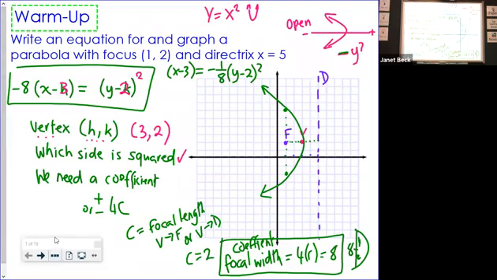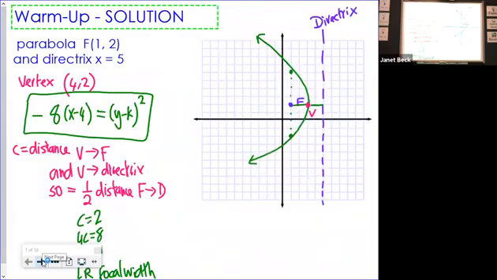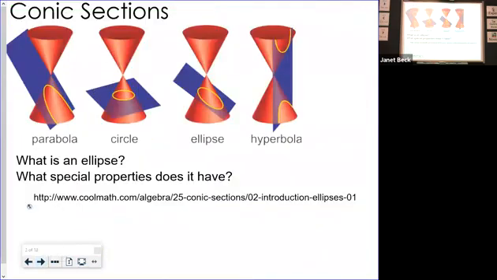Okay. So today we're going to start a new conic section. Today we're going to start looking at ellipses. Now, how do you get an ellipse? I used to have all these links to coolmath.com, and they had lovely animations, but they were all Flash driven, so we can't watch them anymore.